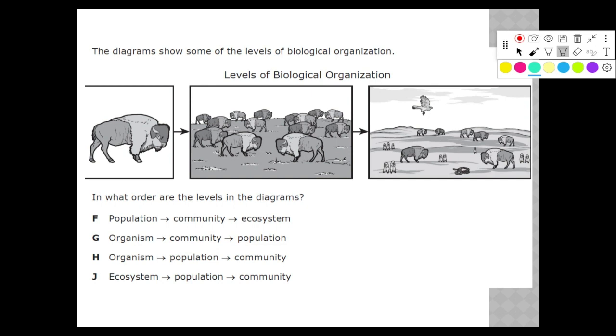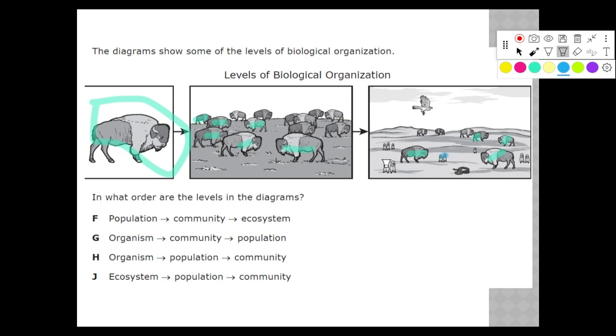And so this question right here, the diagram shows some of the levels of biological organization. The first picture is showing you one thing, and then this one is showing you something else. It's kind of pointing out a few different things here. You see a group of organisms. And then here it's not just the buffalo anymore. You do have the buffalo, but now you have a bunch of little random things right here.